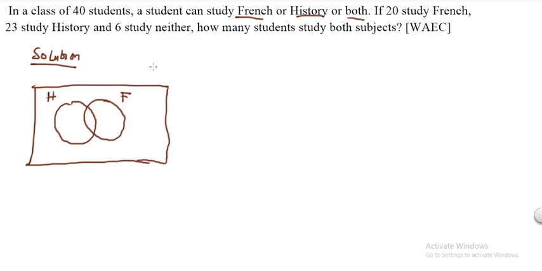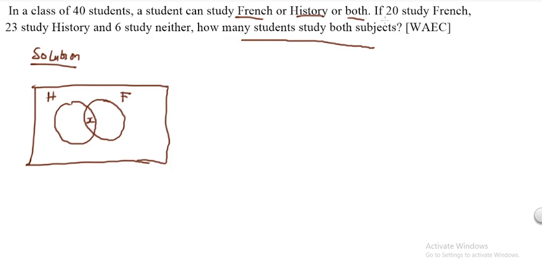Now, one of the first things you want to do when doing a Venn diagram is that you always start from the middle. How do you start from the middle? You find the number of people that study both history and French. Now, in the question, we're not told the number of people that study both history and French. In fact, we are told to find it. So let's call that number X.